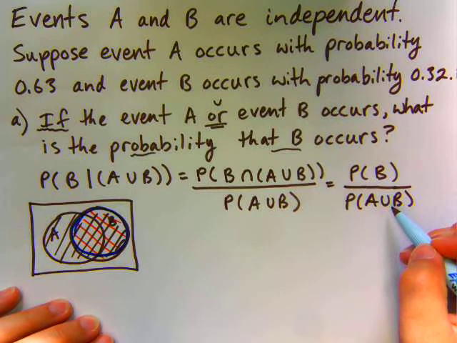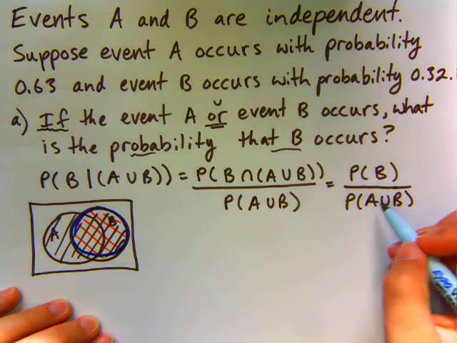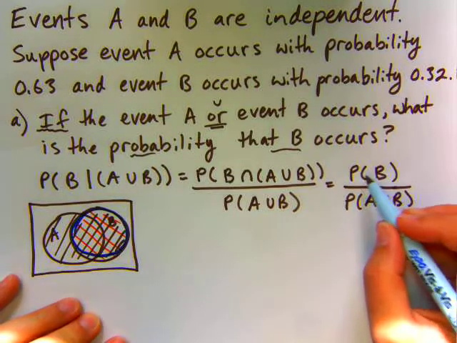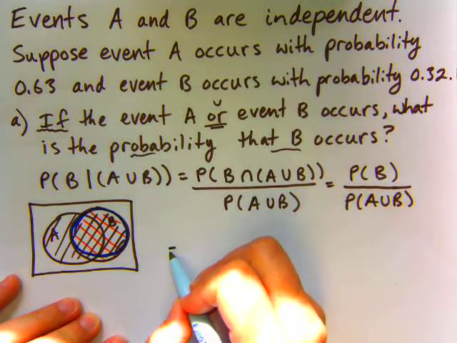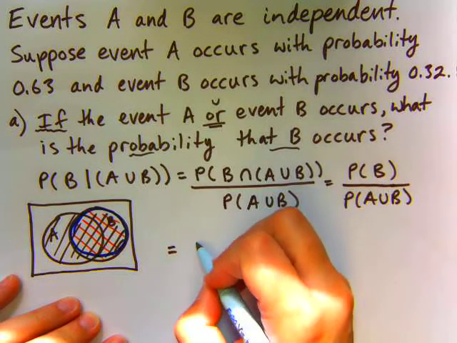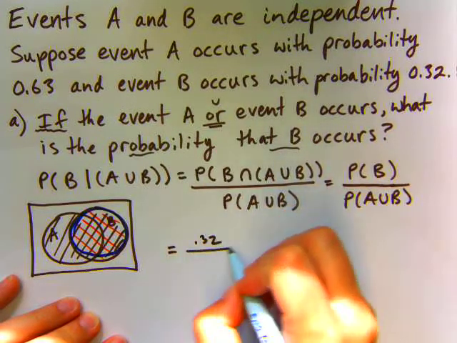Now, another piece that we'll need is the intersection. What's this probability in the middle? We'll do that in just a second. Let's start writing out this fraction. The probability of B was 0.32. So I know that piece.